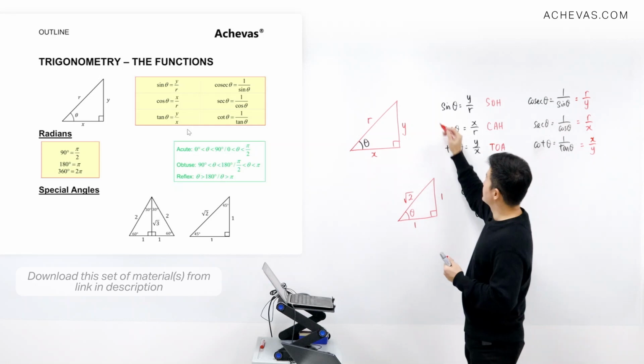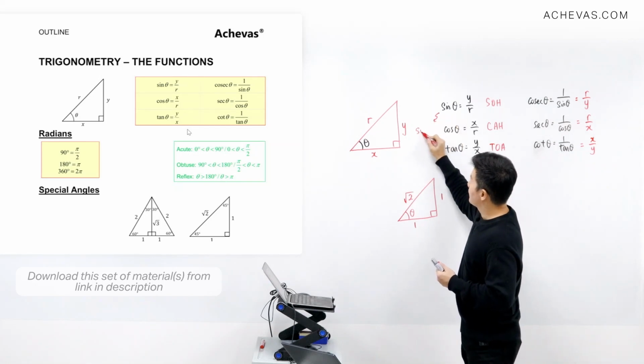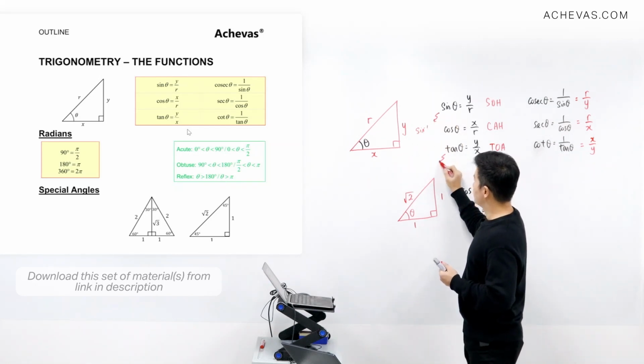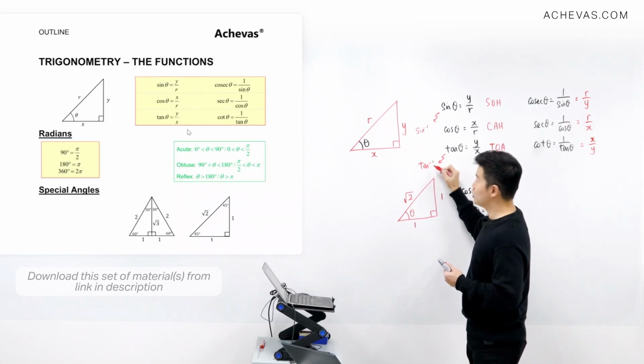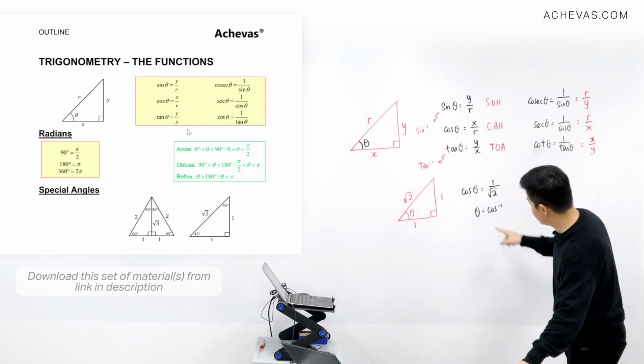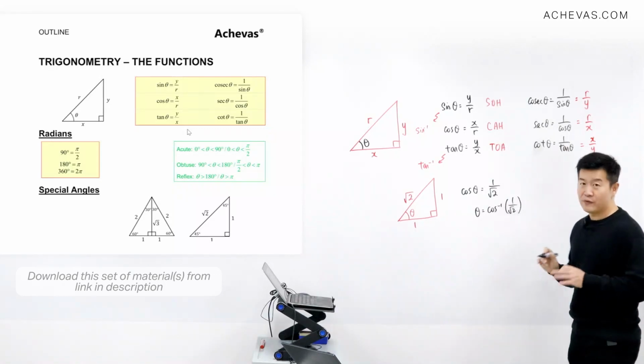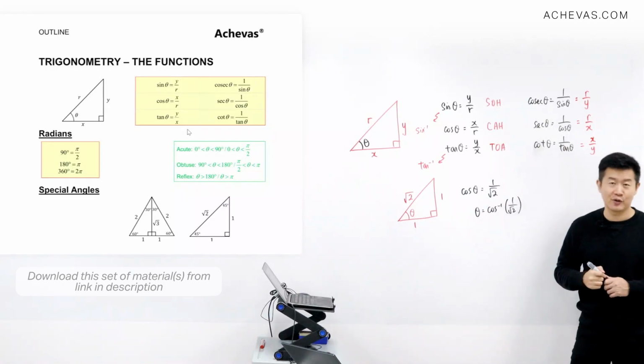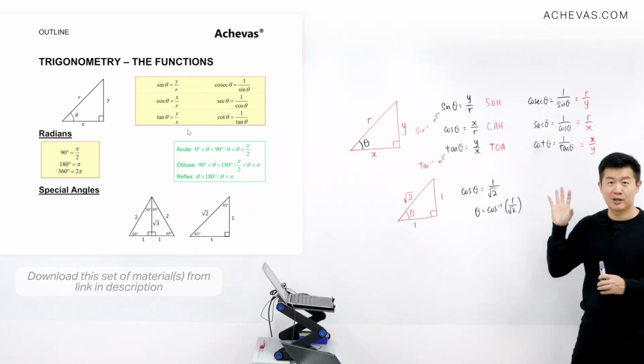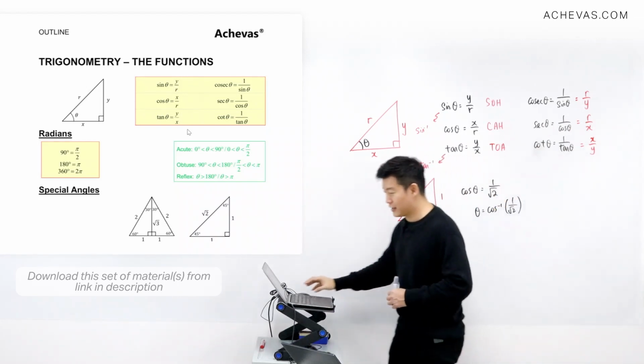And the notation for sine is going to be this, sine inverse. The notation for tangent is going to be this, tangent inverse. So for cosine, it is going to be cosine inverse of 1 over square root of 2. In fact, this will actually help us to calculate the value for theta, and this can be done by using our calculator. Let me show you how that can be done.